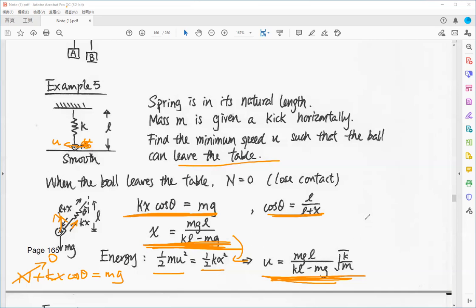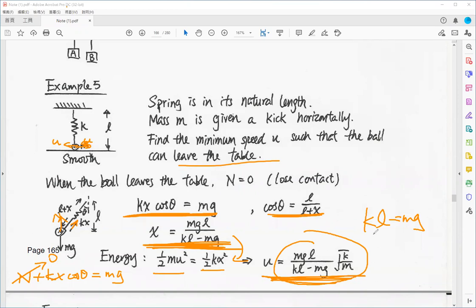So how about if KL equals mg? If KL equals mg, if you look at this formula, the denominator will become 0. So that means the speed should be infinite, such that the ball can lift the table.